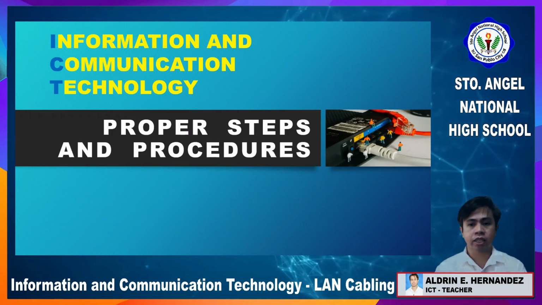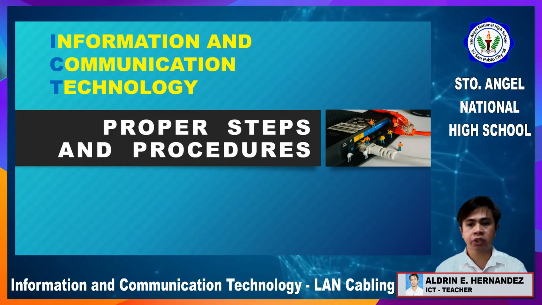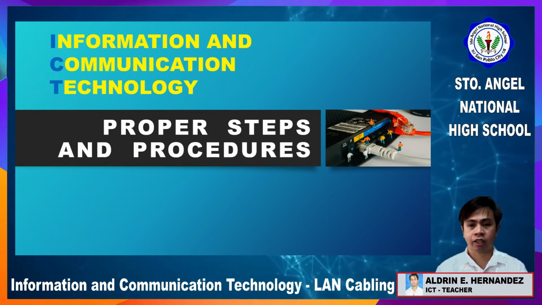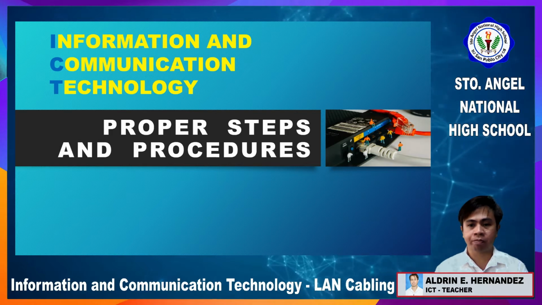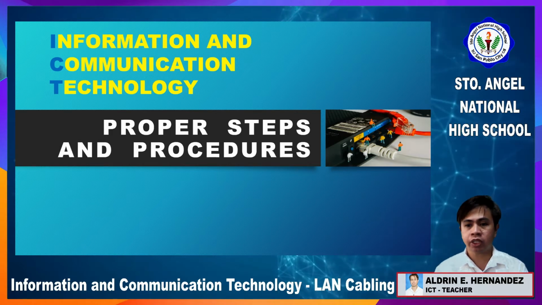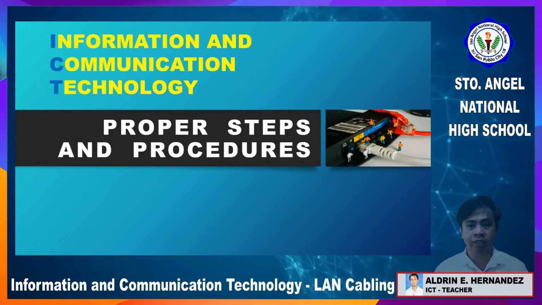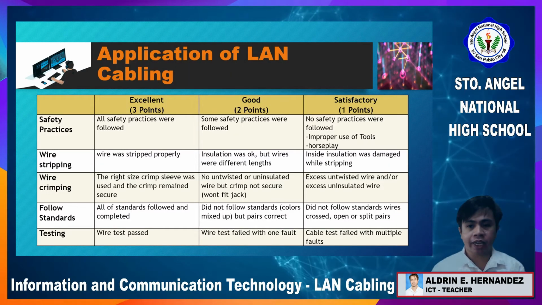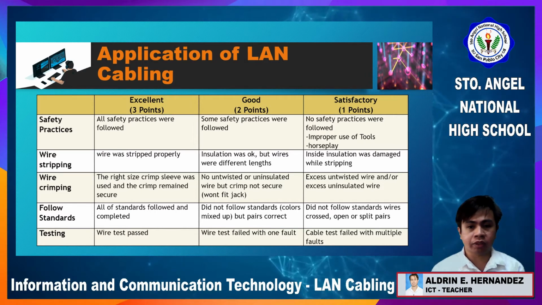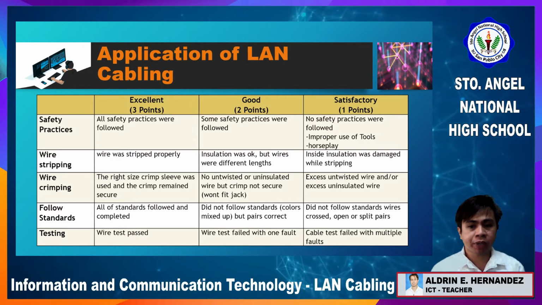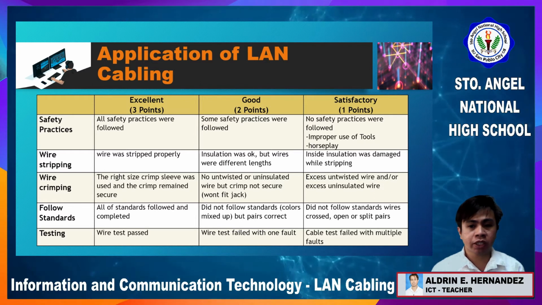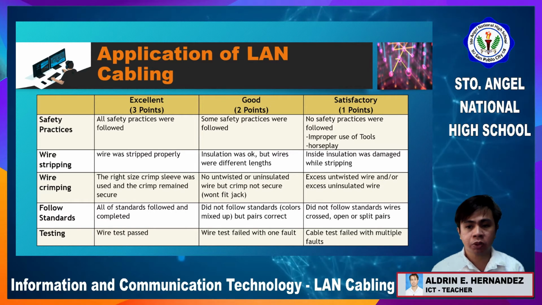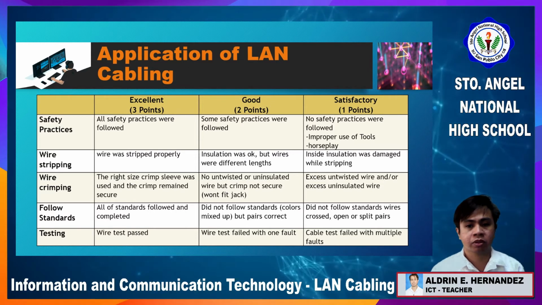We will discuss the different steps and procedures in making a straight-through cable fabrication. Class, ready your tools and equipment and follow the procedure and steps in doing the activity. During the activity, please be guided by the rubrics in LAN cabling. First one, safety practices. Maximum points is 3 points. You should follow the safety practices and procedures at all times.